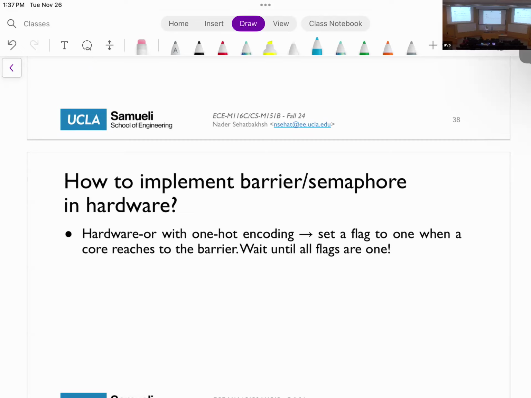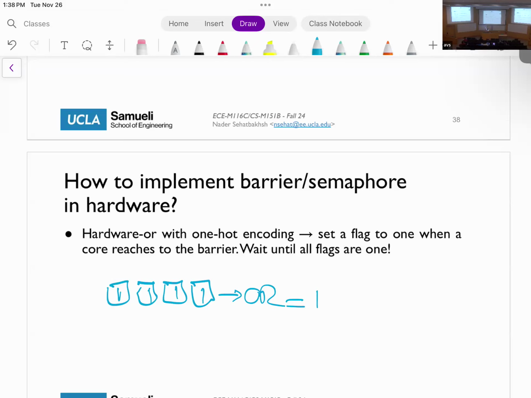Think about every core having a flag, a one-hot coding. So let's say if I have 4 cores, I will have 4 flags next to each other. When I reach that particular point, I'm going to switch the flag to 1. So I'm going to set my flag when I reach that point. Once all of these become 1, then the output of the OR is 1, and then I can move forward. So essentially, everybody waits until the outcome of the OR becomes 1.